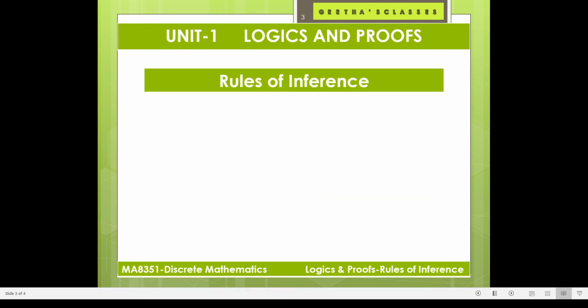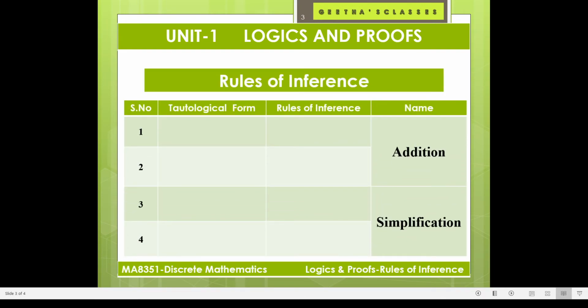Now, the next rules of inference we can use are these. First is the tautological form of the rules of inference, and then the name of the rule. We can see them one by one. First one is P implies P or Q. The rule of inference can be written as P, therefore P or Q. This is the tautological form; this is the rules of inference form.